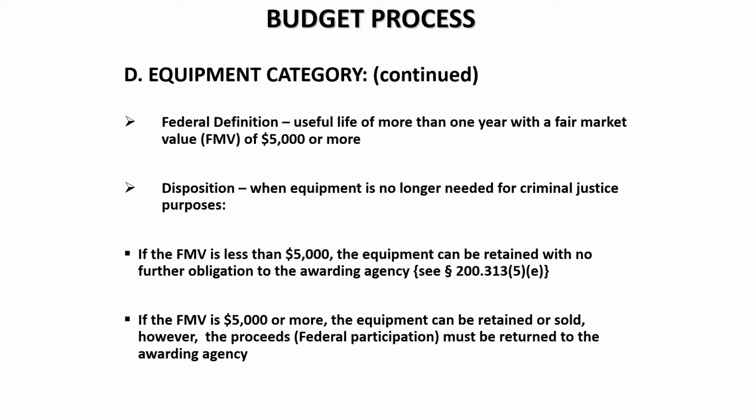There are other options where we may say if there is another federal program that can benefit from that equipment, then you would be allowed to transfer it to that other grant program. But again, if we say sell it, then you would send the federal share back. So let's just say that a grant program is a 75-25% matching requirement. Once you sell the equipment, 75% of that would come back to the federal agency, and then you're allowed to keep the matching part, or the 25%.